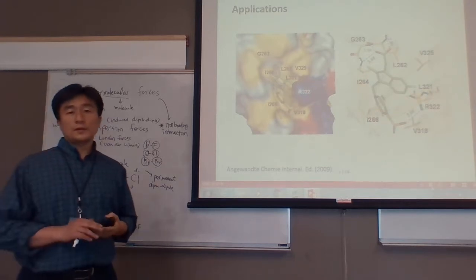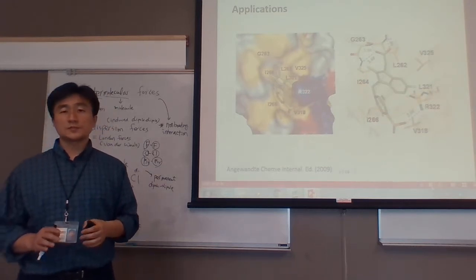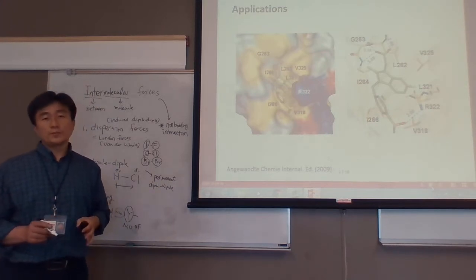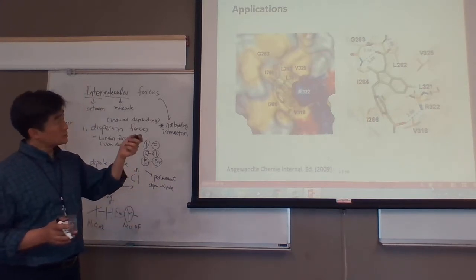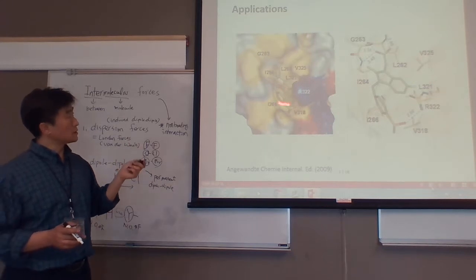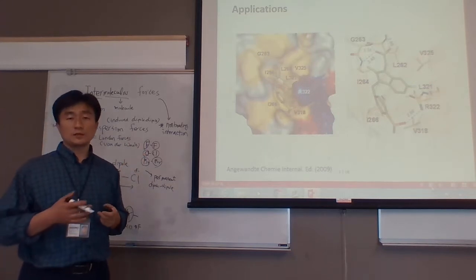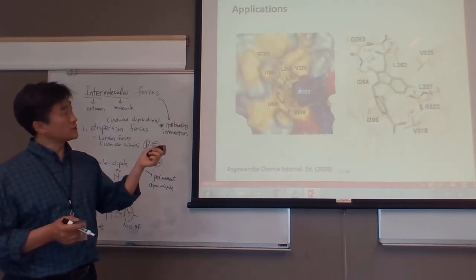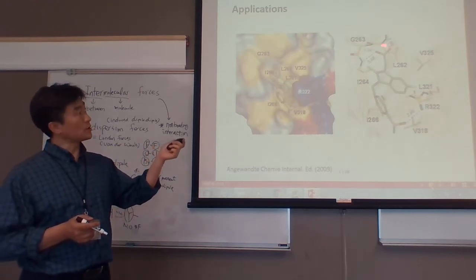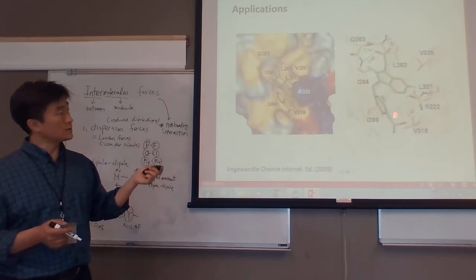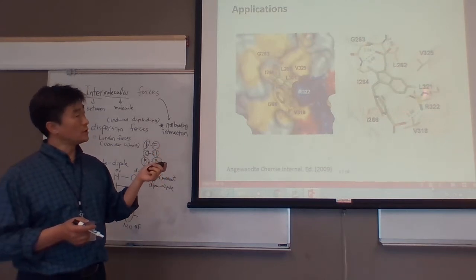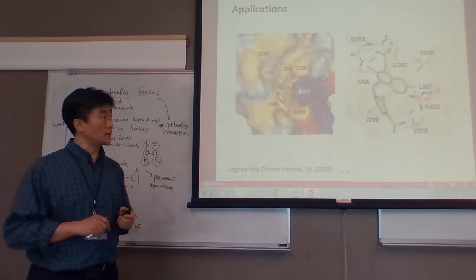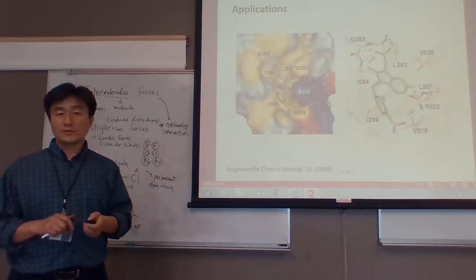So we learned about the types of intermolecular forces, and also the strength of intermolecular forces. So we can apply this knowledge to biological systems. This is the protein, this is the ligand. How does the protein interact with the molecules? You can observe the hydrogen bonding between this protein and ligand. Also you can find some ligand hydrogen bond here. Also you can expect some dipole-dipole interaction, and also van der Waals interaction.